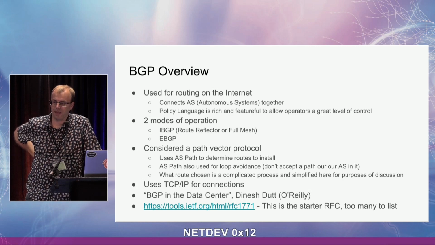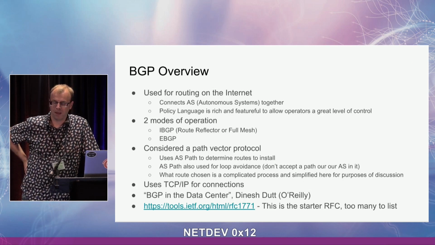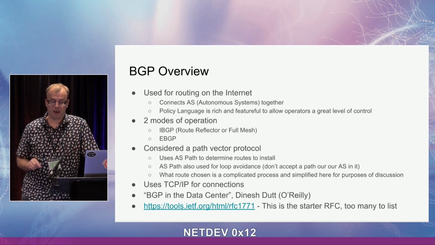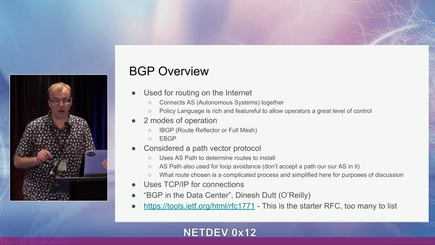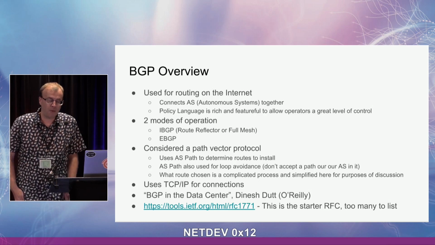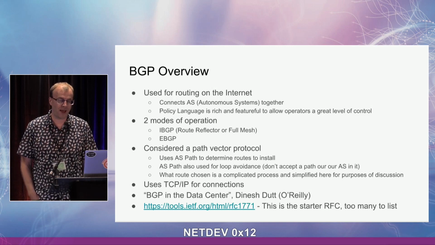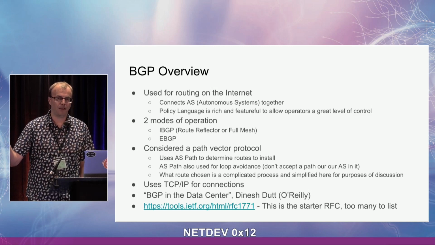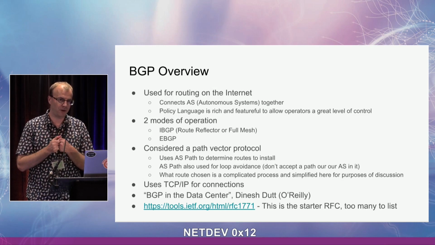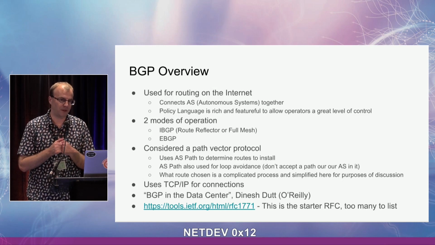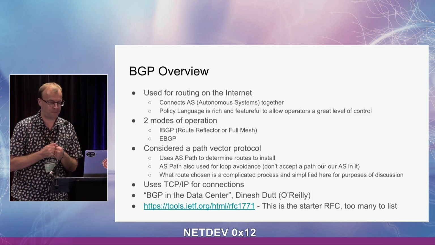BGP is considered a path vector protocol. It uses an AS path to determine what routes to install. And we use the AS path also for loop avoidance. So if I get back a route with an AS path that has my own AS number in it, I know it's a loop, and I know not to install it.